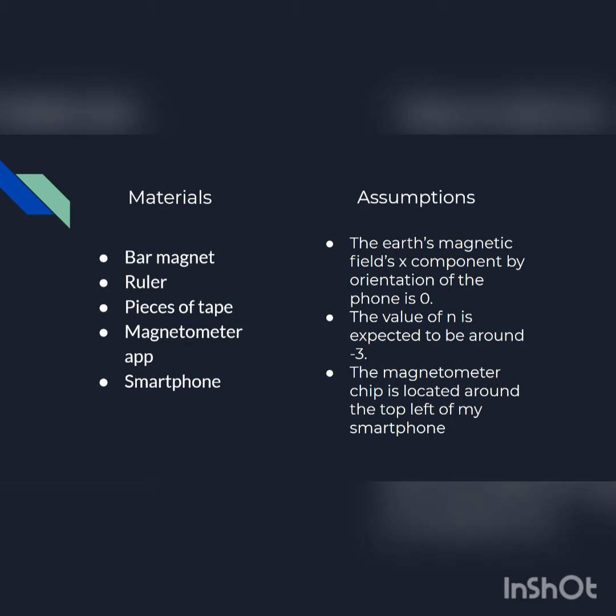Materials used in this lab are the bar magnet itself, a ruler, pieces of tape, a magnetometer app, and a smartphone. The assumptions we're making in this lab are that the Earth's magnetic field's x component, by orientation of the phone, is 0. The value of n is expected to be around -3. The magnetometer chip is located on the top left of my smartphone.